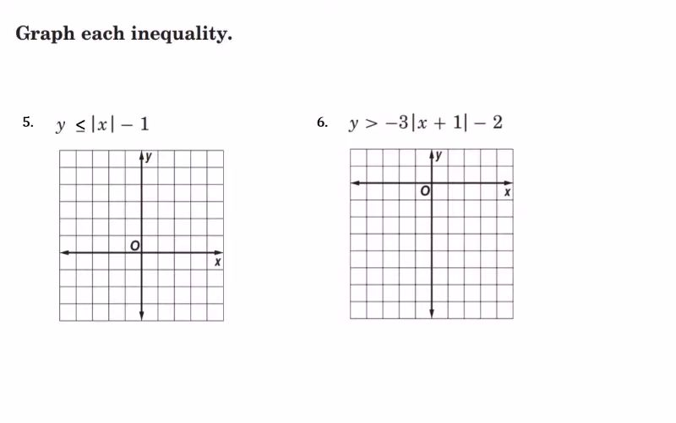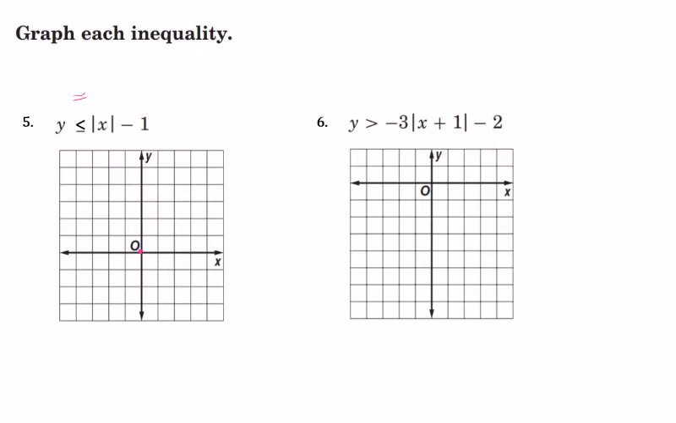So number 5. Here we have y is less than or equal to the absolute value of x minus 1, right? So first of all, let's ignore this for a second and just remember what we do if it's an equal sign. The parent function would just be right on the origin, slope of 1 on one side, slope of -1 on the other, right? But here, we have a -1 on the outside, right?